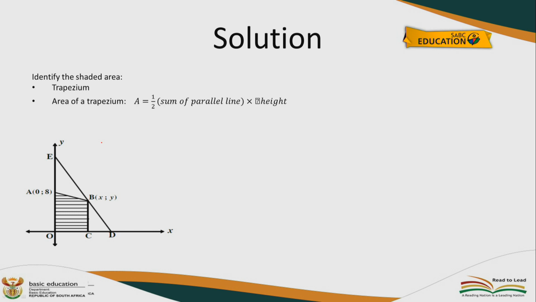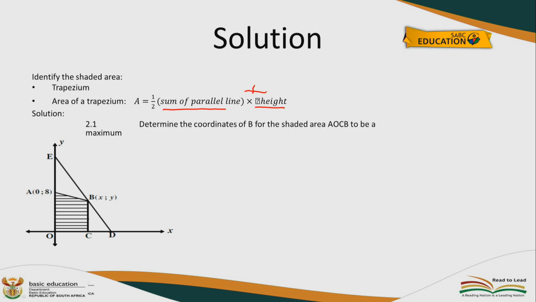Now a trapezium, its area can be given as half the sum of parallel lines times the perpendicular height. So that is supposed to be a perpendicular sign there. So now, the thing that we are supposed to do is to work out the point B.